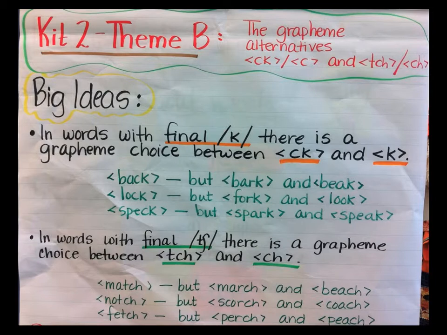First of all, the big ideas of this kit are that in words with final K, the slash marks mean that's the sound. In words with final K, there is a grapheme choice between CK and K. There are some examples there in green. And also, in words with final ch, there is a grapheme choice between TCH and CH. That's what we're going to explore in this theme.